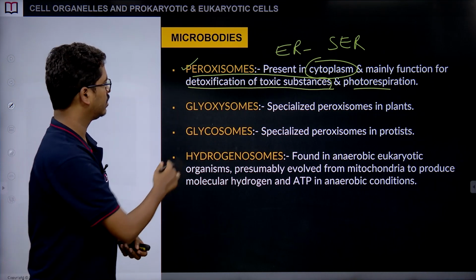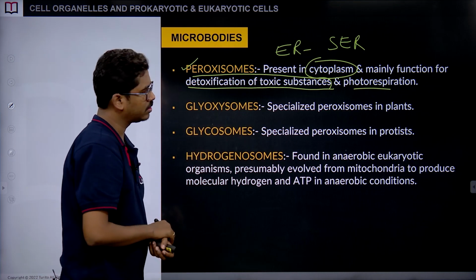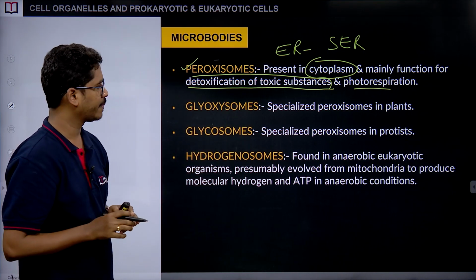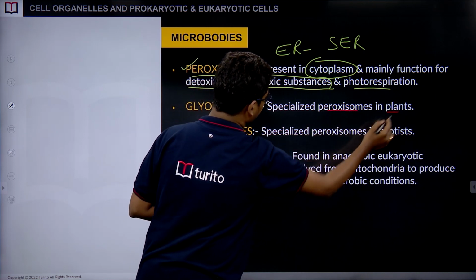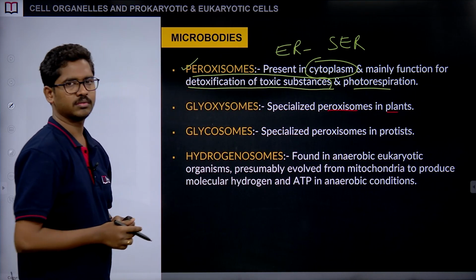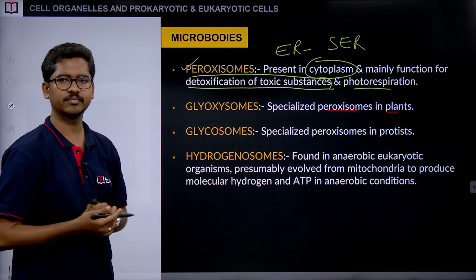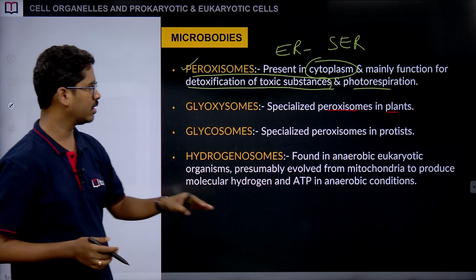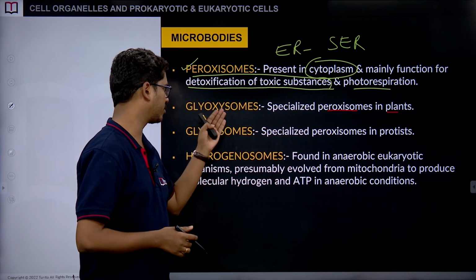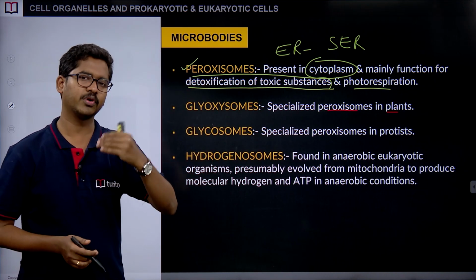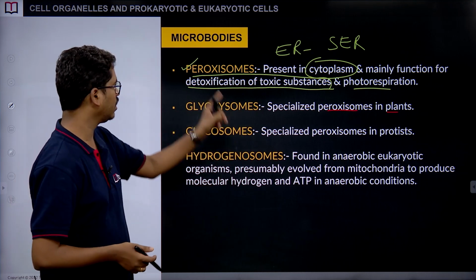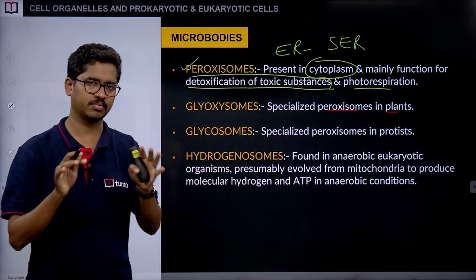Next is glyoxysomes. This is nothing difficult for you, children. Specialized peroxisomes in plants are known as glyoxysomes. It is the same thing, but in plants it is known as glyoxysomes. Glyoxysomes are present in plants and they perform the function performed by the peroxisomes. That is the same thing.